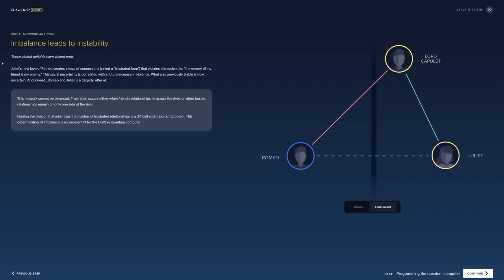Okay, I need to continue this here for a moment on quantum computer stuff. You know, Juliet now loves, love of Romeo creates a loop of connections called a frustrated loop that violates the social rule.